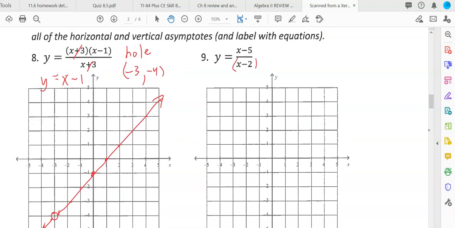This one, there's a vertical asymptote. If you go through the progressions at x equals 2.